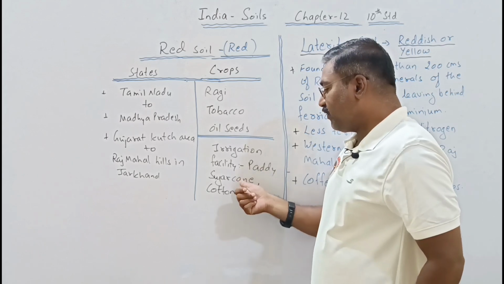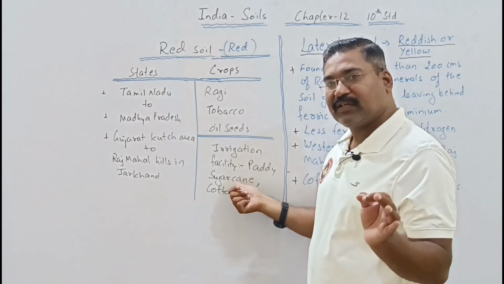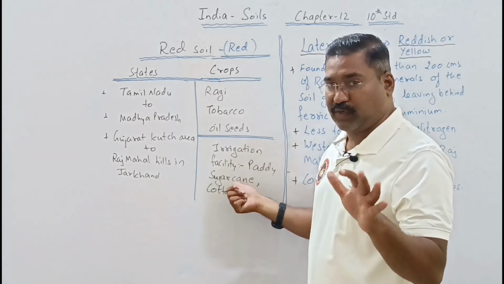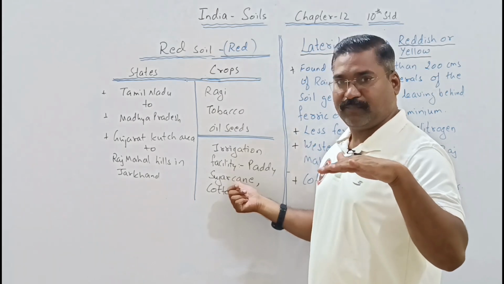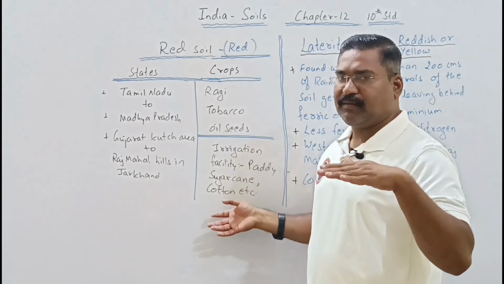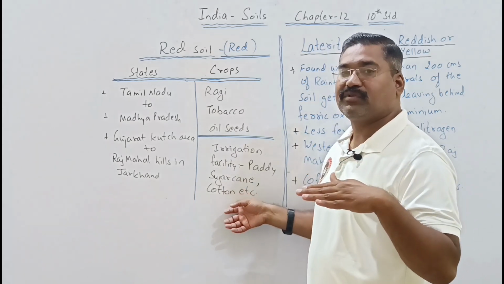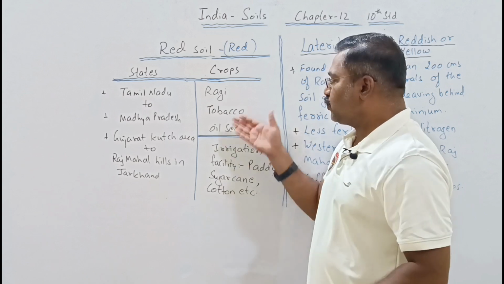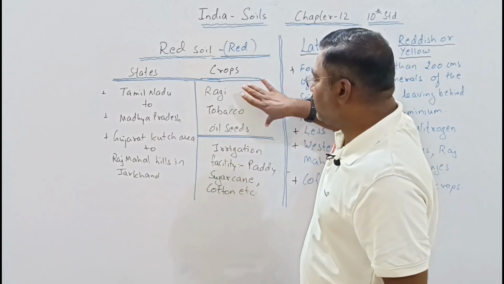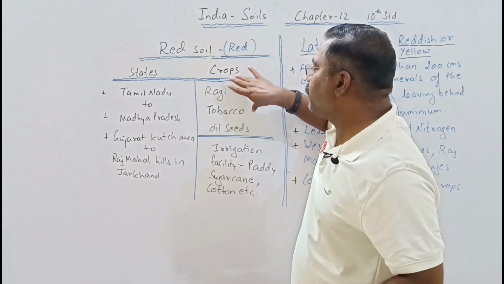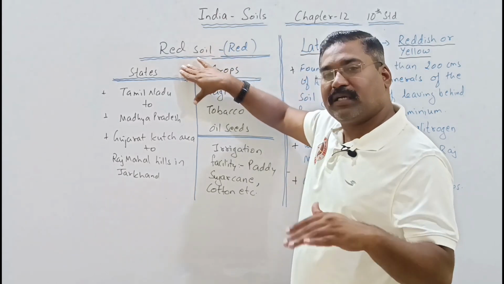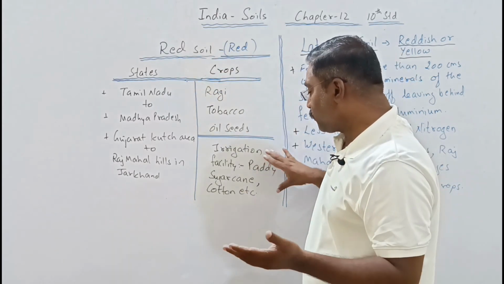Paddy and sugarcane are crops which require a huge amount of standing water, still water. Sugarcane at a medium level, a regular supply of water is needed. So ragi, tobacco, oil seeds are the common crops which we grow in the red soil. But apart from that, a few more crops we can grow.